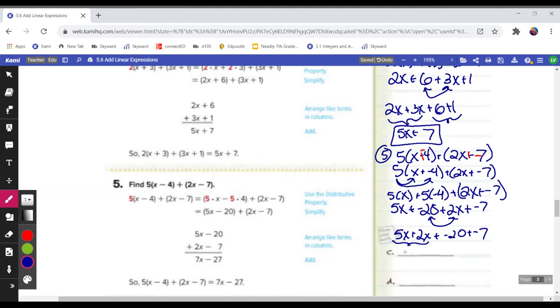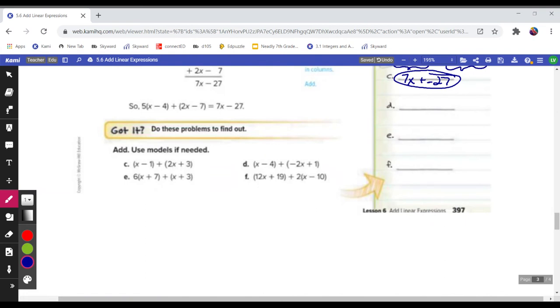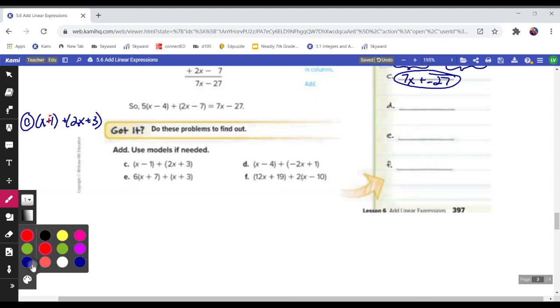So 5x plus 2x is 7x. Negative 20 plus negative 7 is negative 27. So 7x plus negative 27 is the answer for number 5. All right, we're going to try letters C, D, E, and F. So to the left, I'm going to show my work for letter C. I have the quantity x minus 1 plus the quantity 2x plus 3. So there's subtraction. I'm going to add and make that a negative.